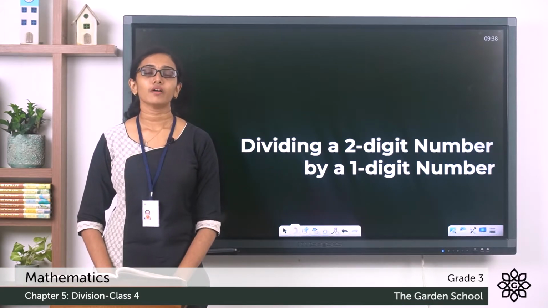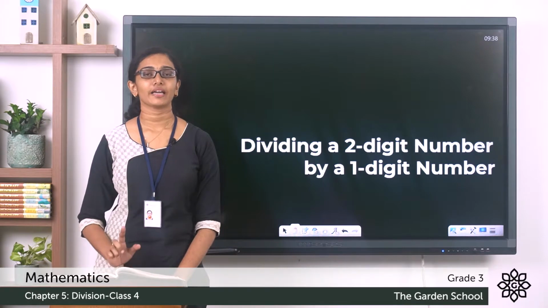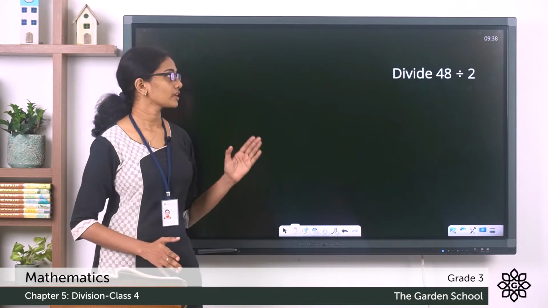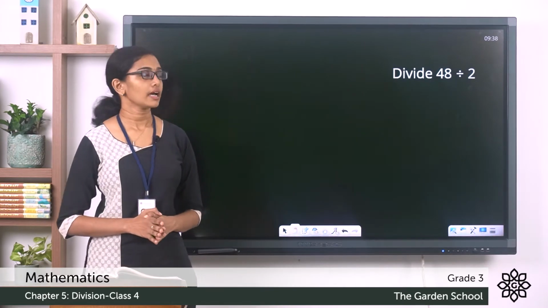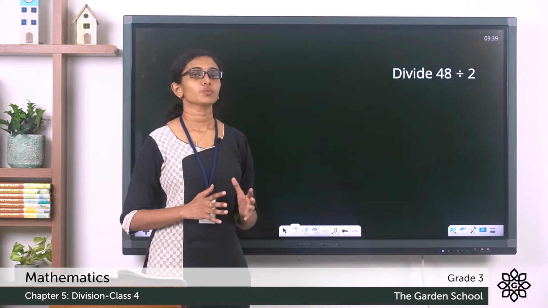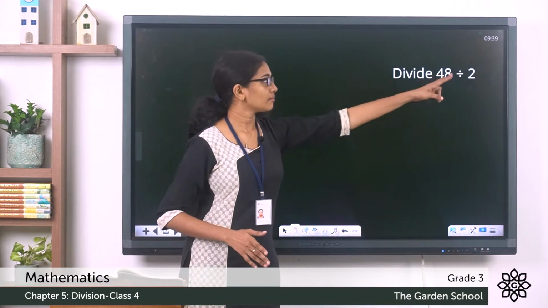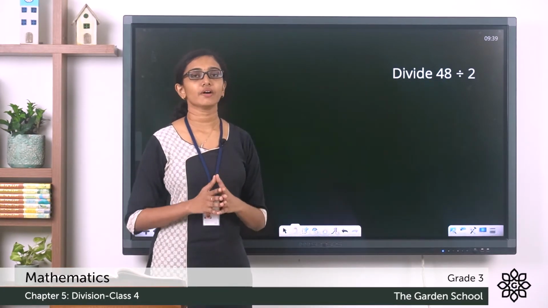We are learning about division of numbers. Today, let's learn how we can divide a 2-digit number by a 1-digit number. Look at this question given here. Divide 48 by 2. The number 48 is the number that we are going to divide, and that is the dividend here. And the number with which we are dividing, the number 2, is the divisor here.